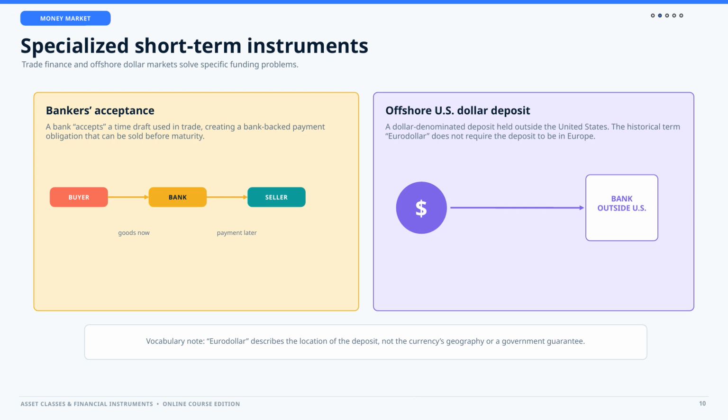Offshore U.S. dollar deposits are dollar-denominated deposits held outside the United States. They have historically been called eurodollars, even when the deposit is not in Europe. These instruments are less central for most individual investors, but they illustrate an important principle. Financial contracts are often designed to solve a specific funding, settlement, or credit problem.